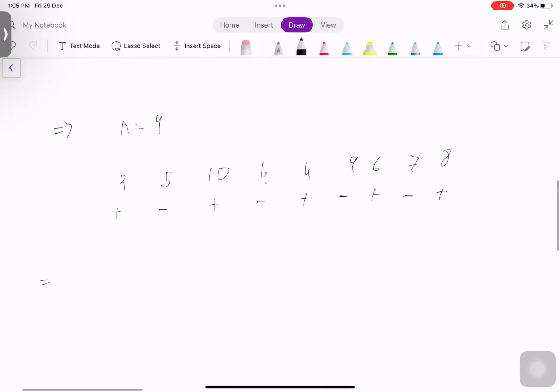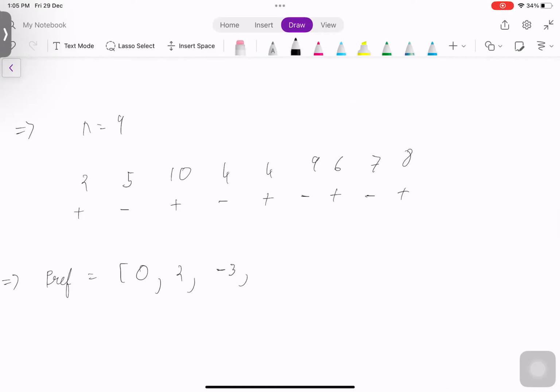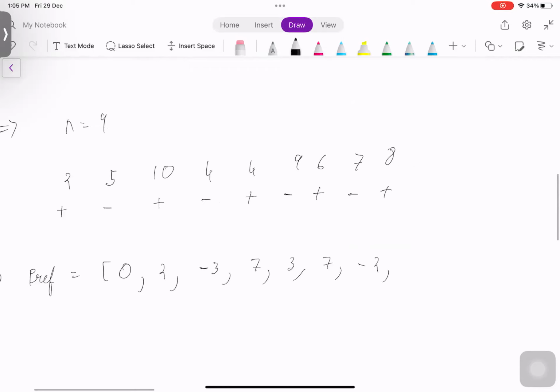Firstly, let me construct the prefix. Initially in the prefix, let's put the first element as 0. So our prefix will be 0, 2, then 2 minus 5, which is minus 3, then plus 10, which is 7, then minus 4, which is 3, 7 again, then minus 2, then 4, then minus 3, minus 3 and then 5. Right? This is our prefix array.